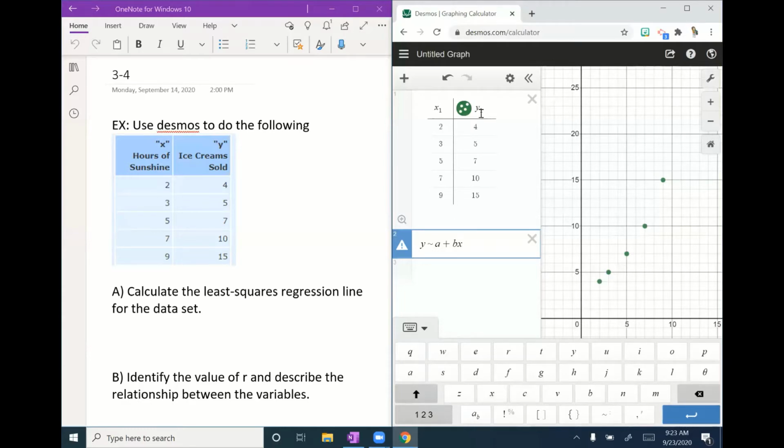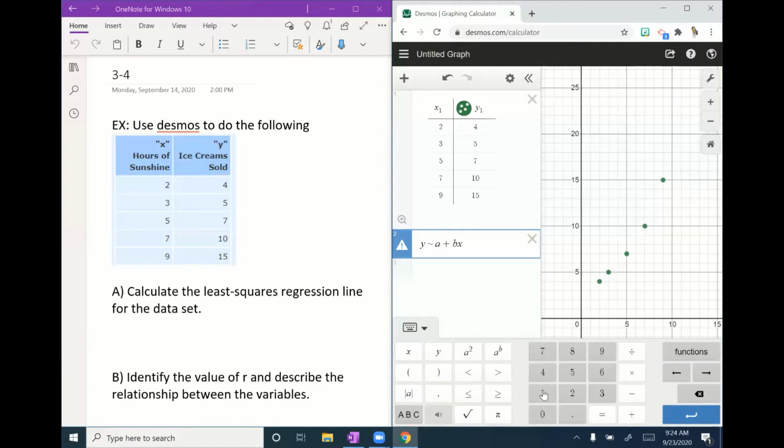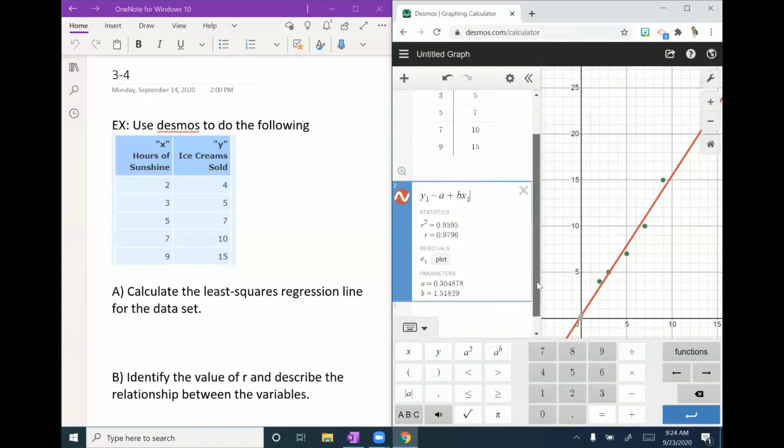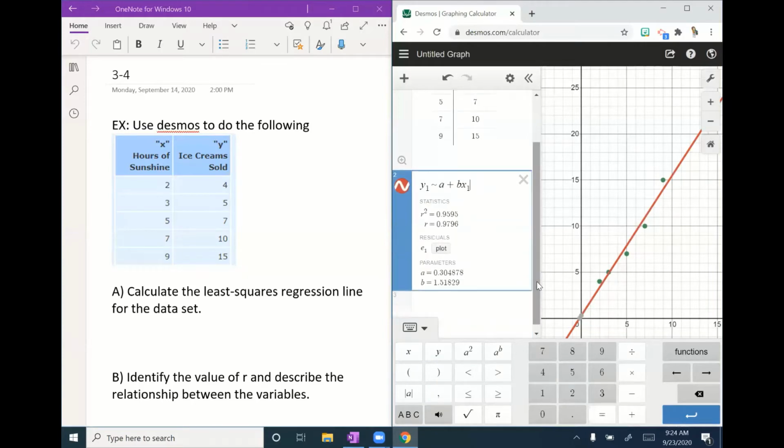And because I have X1 and Y1 in my table, I have to do X1, Y1, sorry. So it's not Y, it's Y1. You don't have to make it a subscript, you just have to type the 1 after it and it'll automatically do that. So Y1 tilde A plus B X1. That will pull the data from the table into there. And then this output here gives me the information for what my regression line is and for the R and the R squared equation.